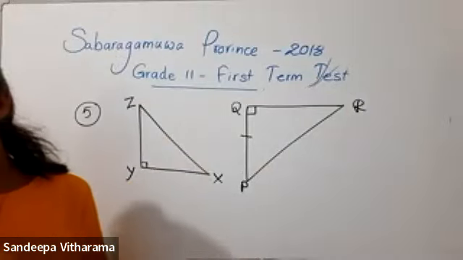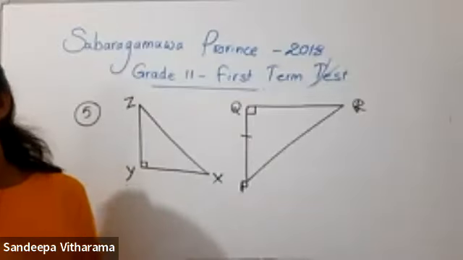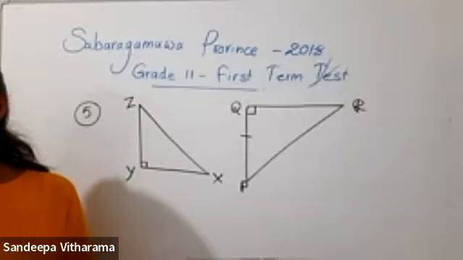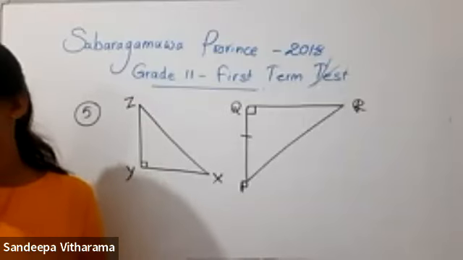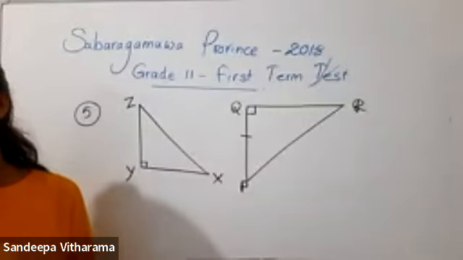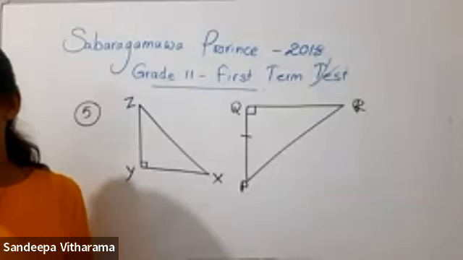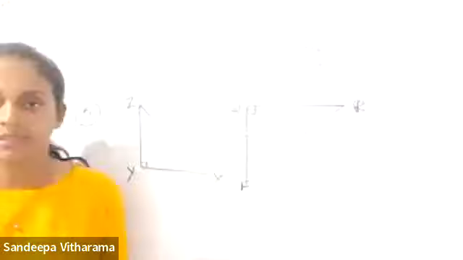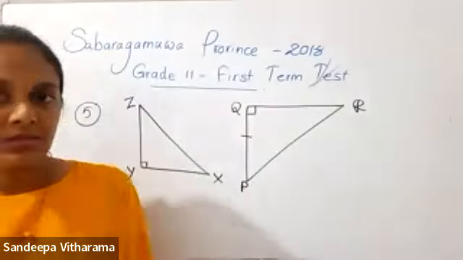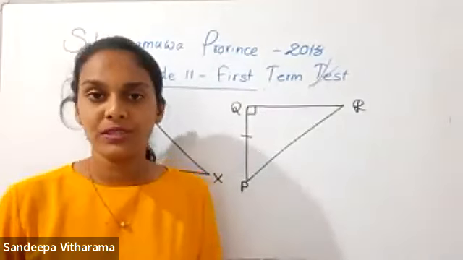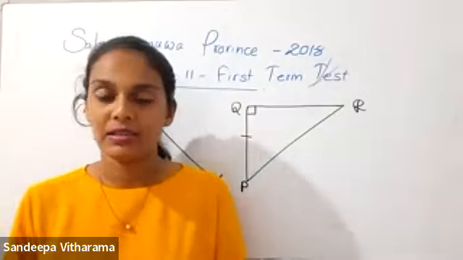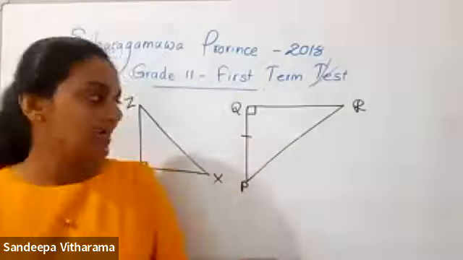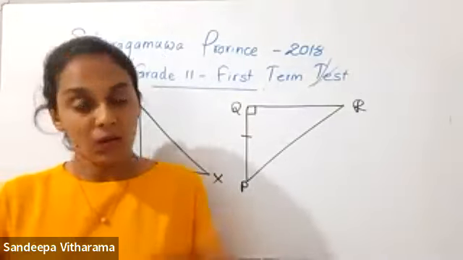Right. Write down the other pair of elements that should be equal for the pair of triangles given below to be congruent under the case SAS. Most of the students get confused with this case and the elements. The elements mean side or an angle.